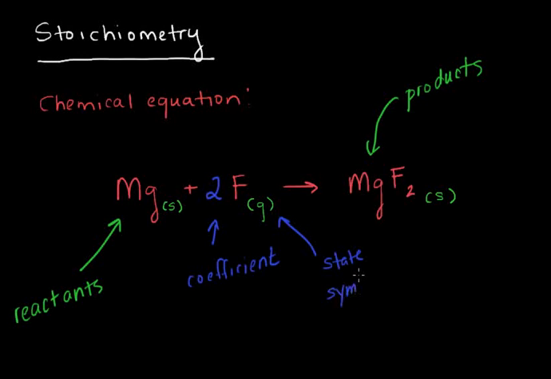And when I say state symbols, it probably makes more sense why we have an S and a G here. Magnesium, elemental magnesium, is a solid. That's what the S stands for. Elemental fluorine is a gas. That's why we have a G here. And the substance magnesium fluoride is a solid, so we've got an S. And we can have 2 other state symbols. We can have L, which stands for liquid, or we can have AQ, which stands for aqueous. And an aqueous solution is just dissolved in water, but we'll look at that in more detail in future videos.